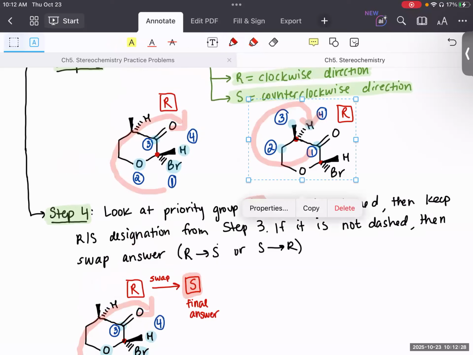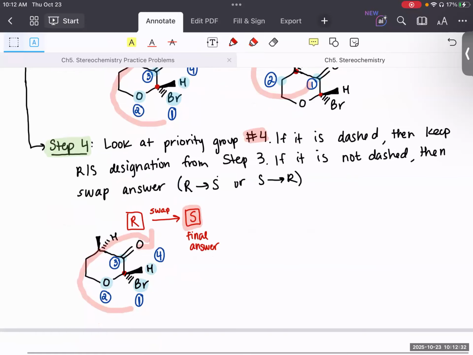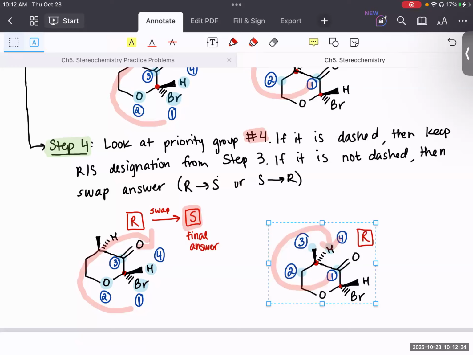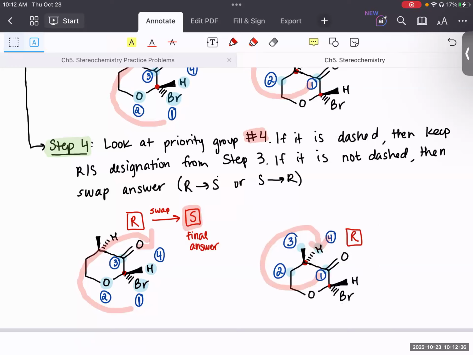In comparison to that, if we take a look at the other carbon, because it's the same molecule, here we were R. Here, we can see that this hydrogen, or group number 4, is dashed. And so we do not swap our answer. We keep it as R. And so our final designation for this other group is going to be R.